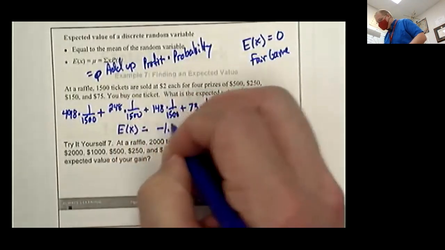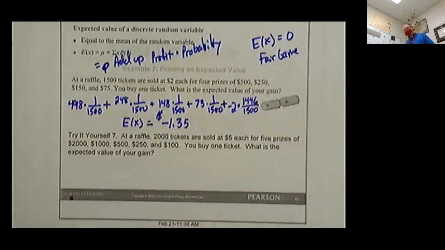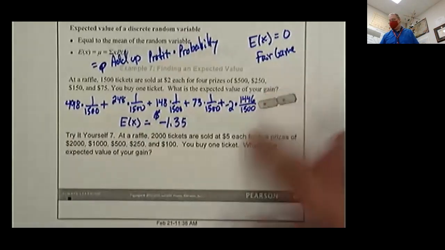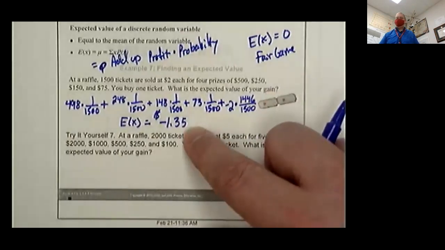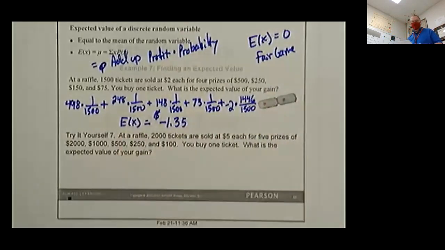That's -1.35. Now, what does that mean? Well, that means that on average, each ticket that is sold is losing $1.35 for the ticket buyer. Now, why is that a good thing? Well, most organizations that do a raffle like that, it's a fundraiser. And so this $1.35 is actually how much is going to the organization that is participating in the fundraiser. That's called expected value. Go ahead and pause the video and try yourself 7, and we'll come back and see if we got the right answer.